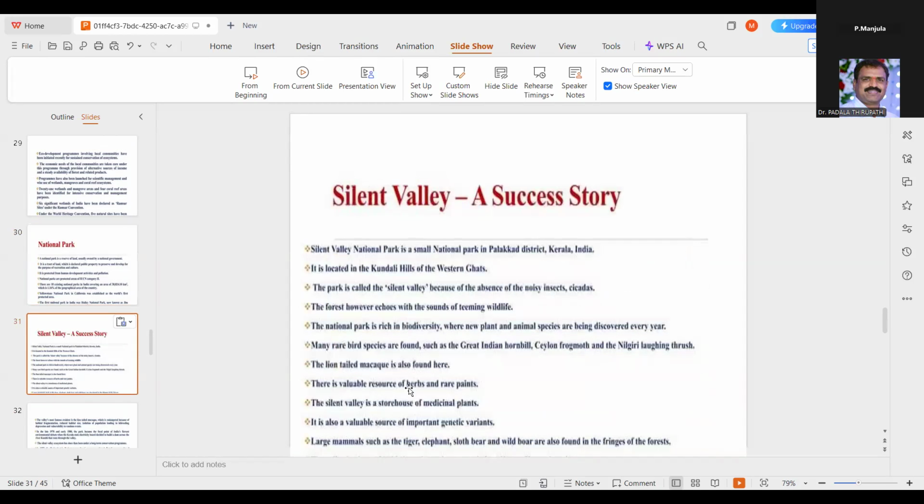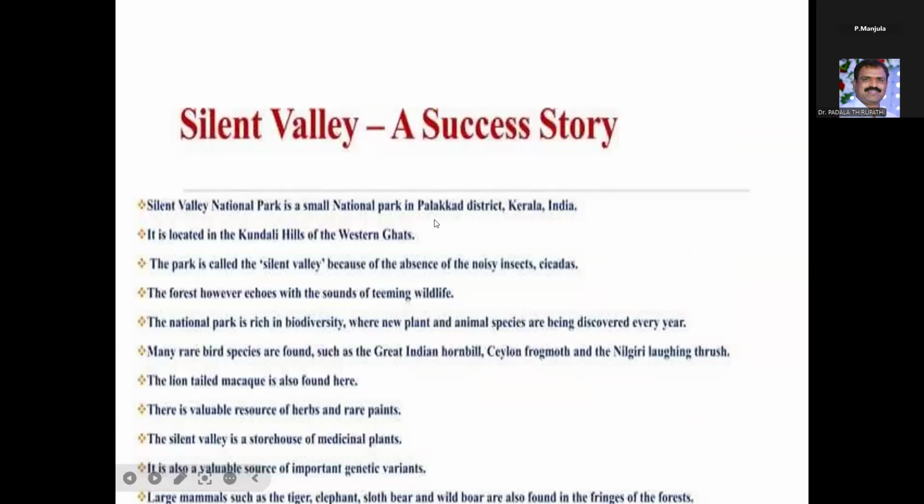Another one is Silent Valley. Silent Valley National Park is a small national park located in Palakkad district of Kerala, in the Kundali Hills of the Western Ghats. This park is called Silent Valley because of the absence of noisy insects. However, the forest echoes with the sounds of teeming wildlife.